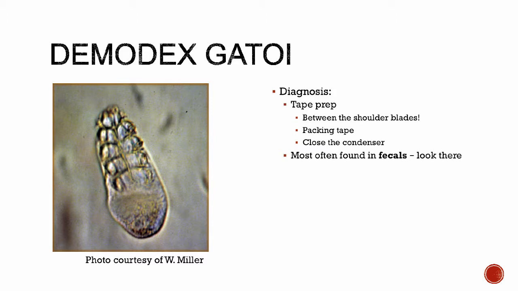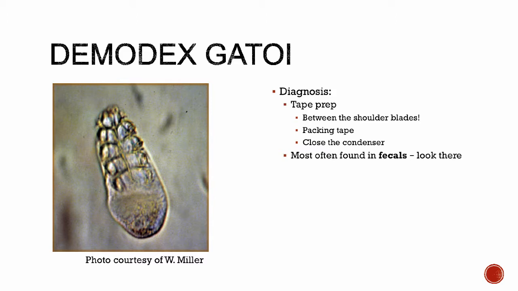You still want to do a scrape. You want to do a tape prep, and you can do it just as Dr. DeTar does, with acetate tape. Dr. Miller likes to use packing tape because it's a little thicker and heavier, but still clear. You can go ahead and do that, look under there, and you may find it. You may find it in the fecal that you do. And now you've got a diagnosis.